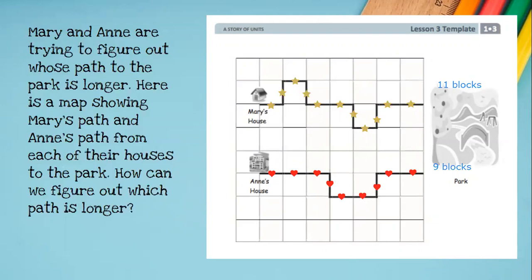So by looking at this, whose path is longer? Well, I know 11 is more than 9, so it looks like Mary's path is longer than Ann's. Yeah, you're right.